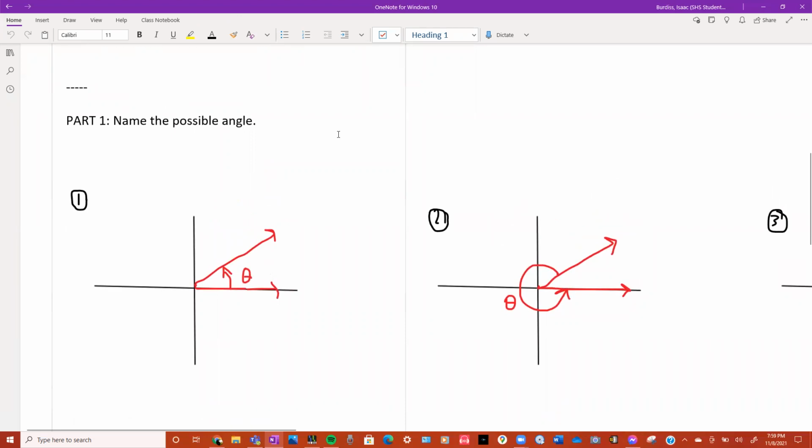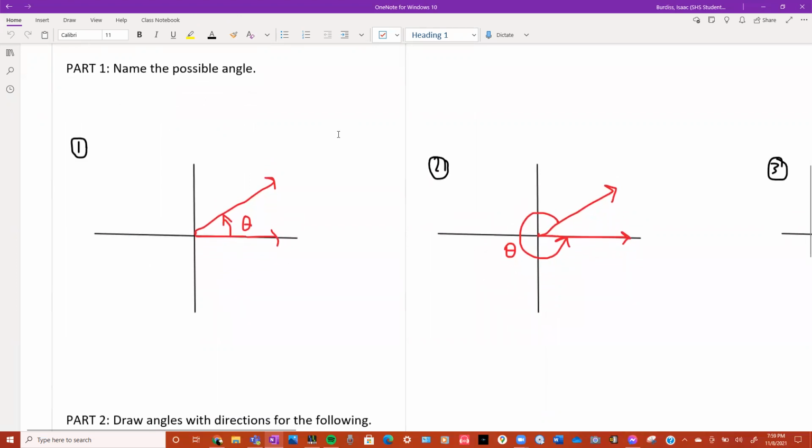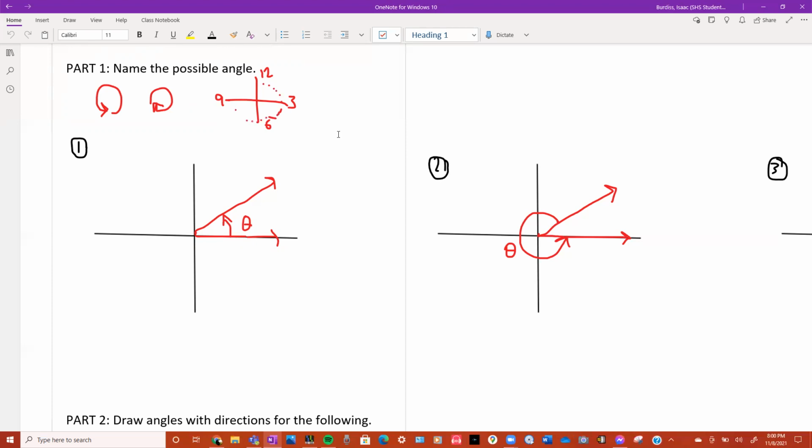So, name a possible angle. For number 1, we see where our angle measure is. The arrow is pointing counterclockwise. Counterclockwise goes like this, and clockwise goes like this. Just think of how a clock goes. If you have a clock, pretend that's 12 o'clock, 3 o'clock, 6 o'clock, 9 o'clock. It's going to go this way, isn't it? That's what it's going to do. But if it goes the wrong way, if it went that way, that's what counterclockwise is. So that's how you know if it's clockwise or counterclockwise.